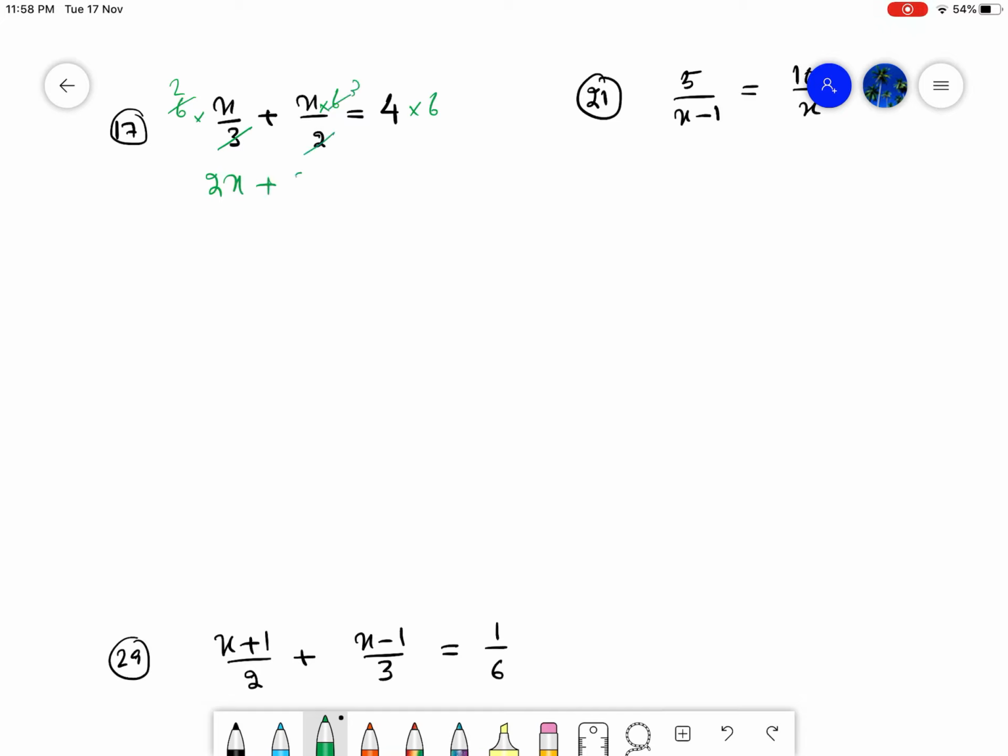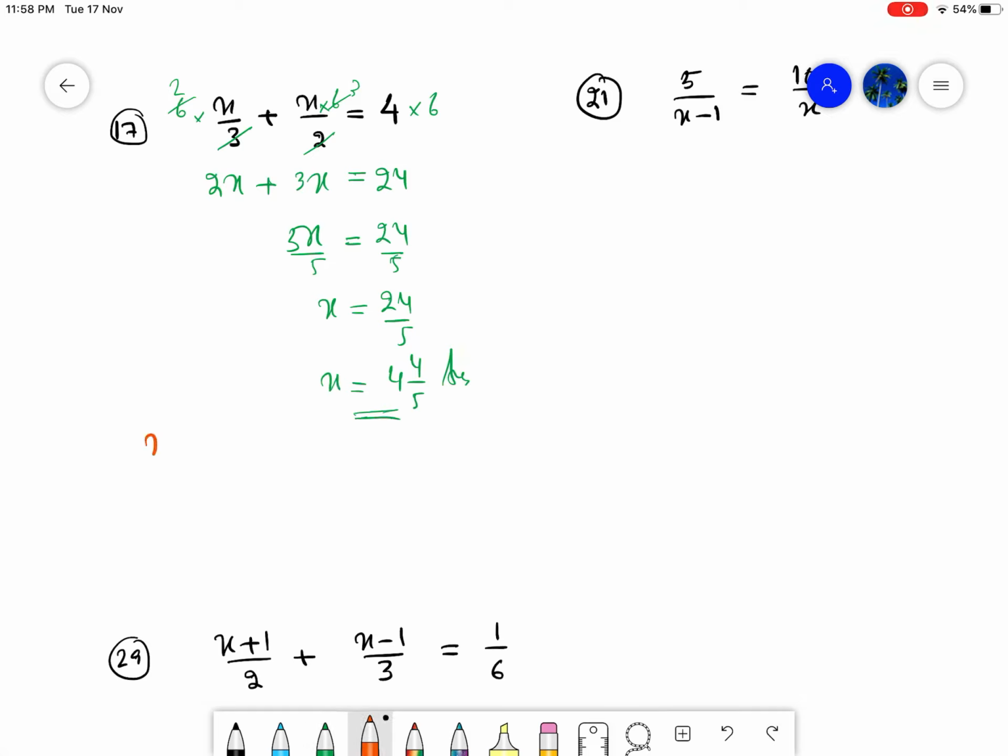2 ones are 2, 2 threes are 6, you'll get 3x is equal to 4 sixes are 24. So 2x plus 3x is 5x is equal to 24. Dividing both sides by 5, x is equal to 24 over 5. Or if you want to write it down in the mixed fraction, 5 fours are 20, 4 is the remainder, and 5. So that is our final answer.